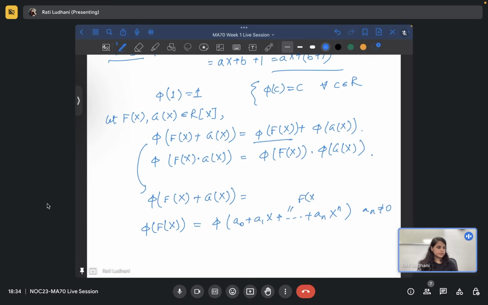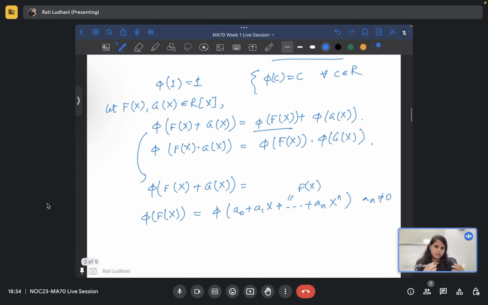So you have considered the polynomial. Polynomials are like a sequence of numbers, of which only finitely many are non-zero. That's the definition of a polynomial. So yeah, an is not equal to 0. So this is your f(x).